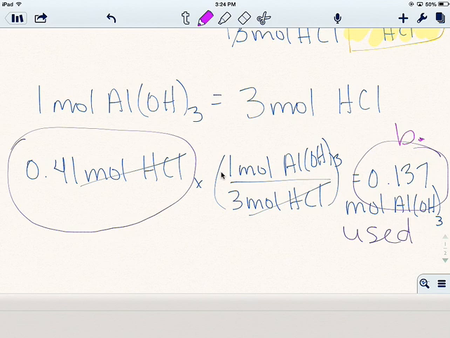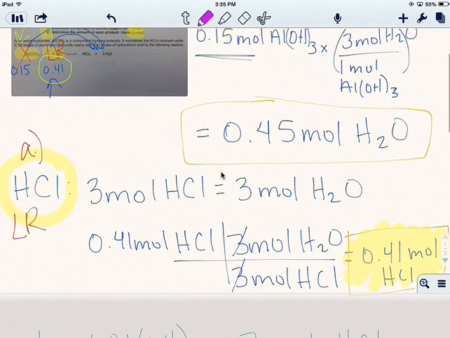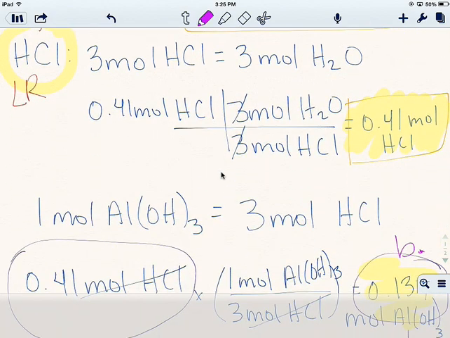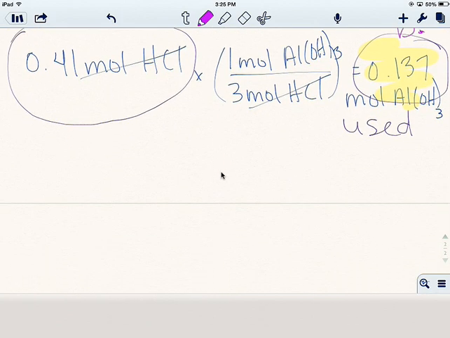Well, question C says, how much is left over? Determine the amount of excess left. If this is the amount that I used, how much is left over? Well, it depends on how much you started with. And the amount that you started with, if you go back, is given to you in the question, right? Here. That's the amount that you started with, 0.15 moles. So I started with 0.15 moles of aluminum hydroxide.